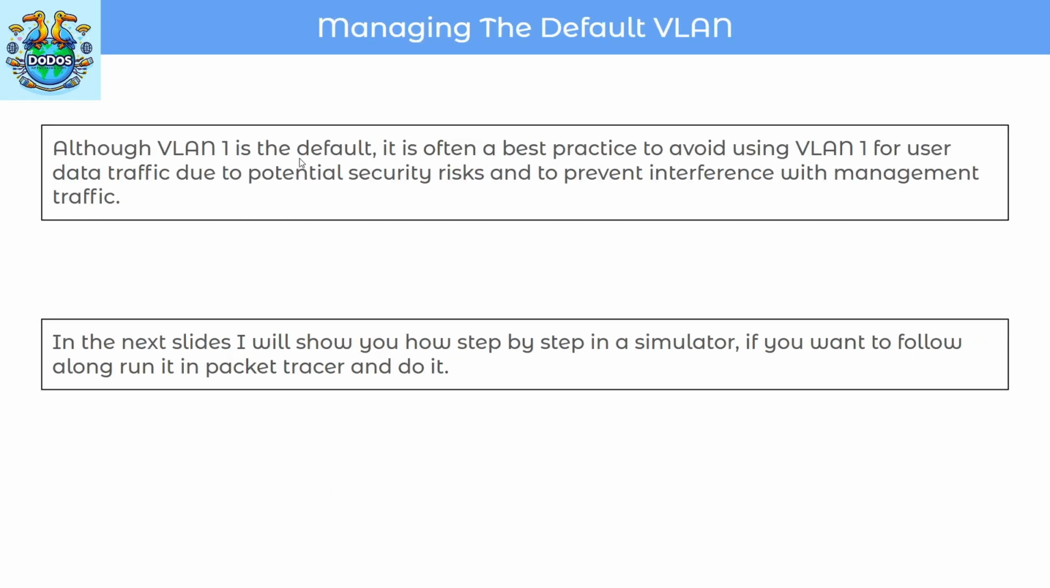Managing the default VLAN. Although VLAN 1 is the default, it is often a best practice to avoid using VLAN 1 for user data traffic due to its potential security risks and to prevent interference with management traffic. In the next slides, I will show you step by step in a simulator, which is Packet Tracer. If you want to follow along, run it in your own Packet Tracer and do it.